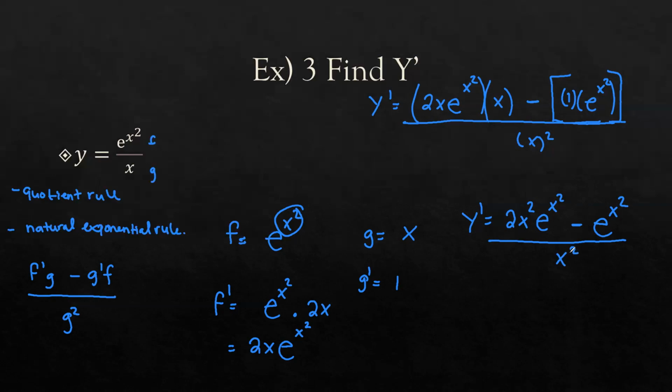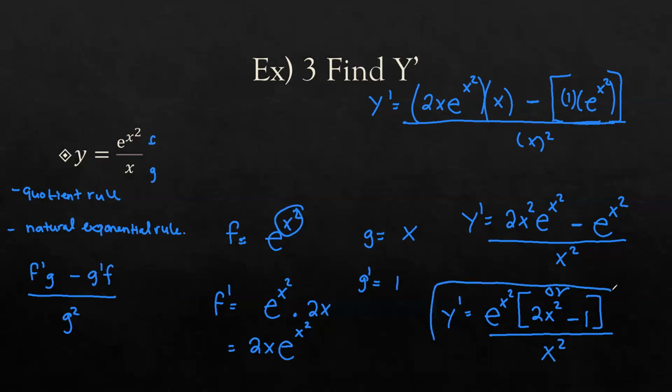You can leave it like this, or on the numerator you can take out an e to the x squared. You can write that as your final answer, or you could take out an e to the x squared, but nothing really cancels. So it's really up to you. Okay, so this is your final answer. Either you can use this or this.